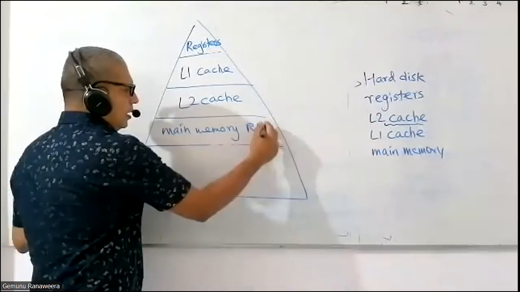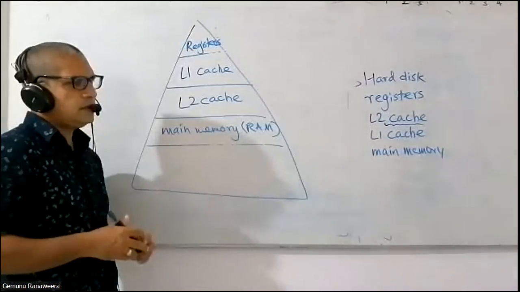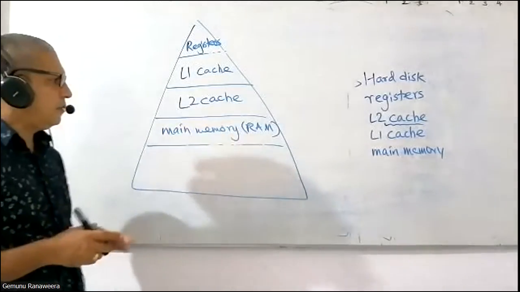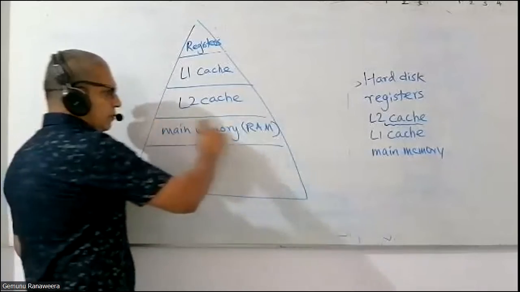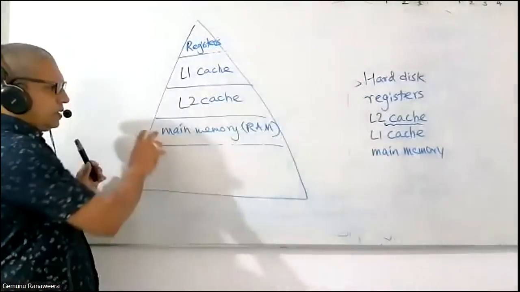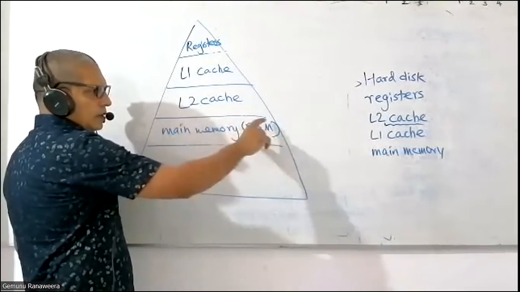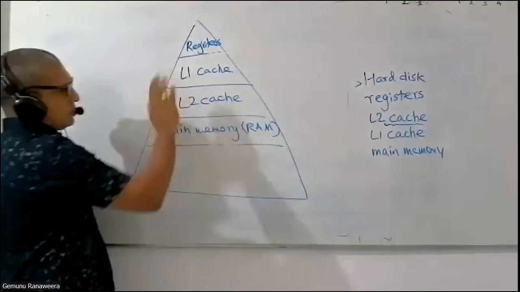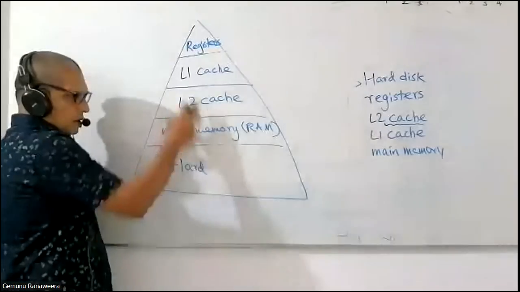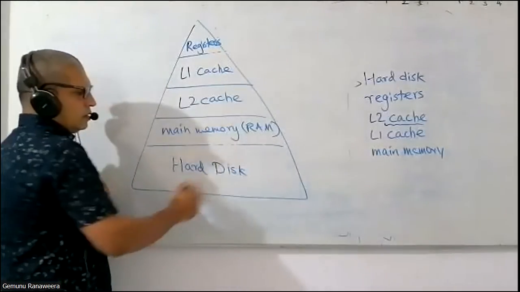Remember that in A-level ICT, sometimes this RAM is known as the primary memory. But there is a problem when you call the main memory the primary memory, because there is another meaning of the primary memory. But sometimes in the A-level syllabus they call it the primary memory. Then the hard disk is at the very bottom here. It is the farthest from the CPU.